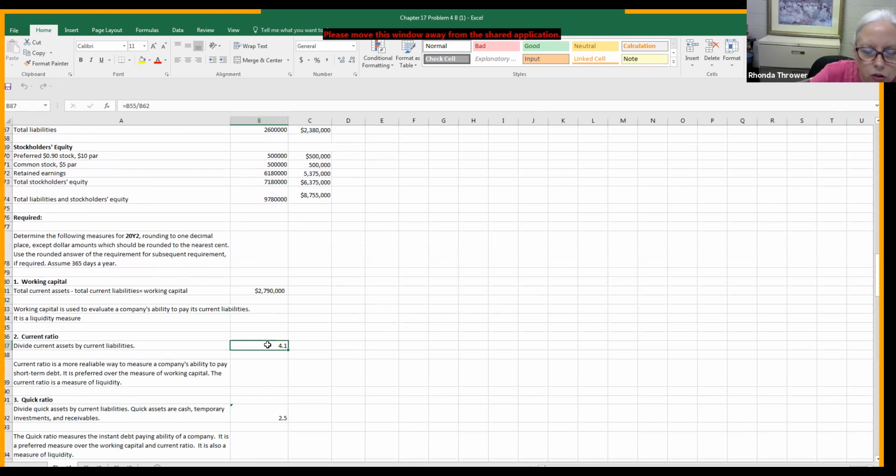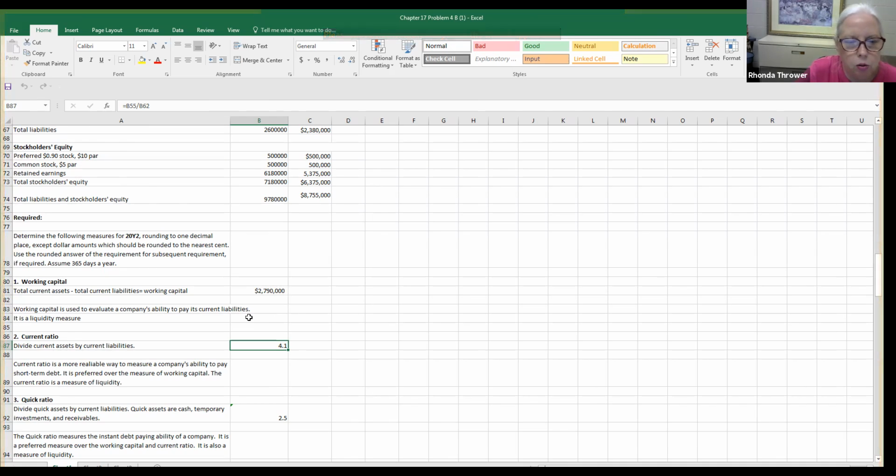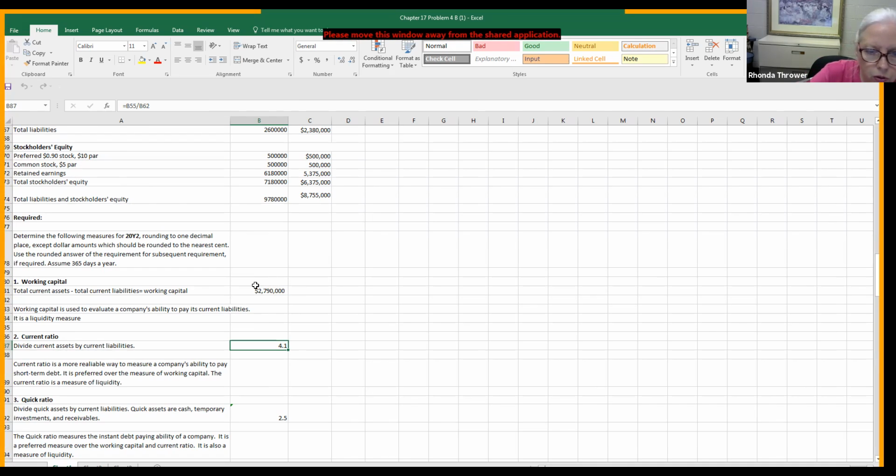Now, the current ratio is actually a better measure of your liquidity than working capital. It's preferred over just looking at working capital. But most companies look at all of the liquidity measures before they evaluate how well their company has done. So you would start with the working capital, which is your current assets less your current liabilities. What's left over is determined to be working capital.